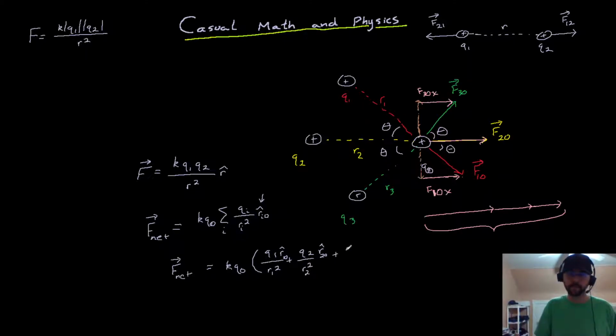Plus Q3 over R3 squared, R3 0 R hat. I think actually what you would normally do is just write the zeros down here, R1 0, but I'm not sure off the top of my head, so we'll do it like this. There. So mathematically this is the same as what we did up here. So there's how you do it if you have more than one charge.